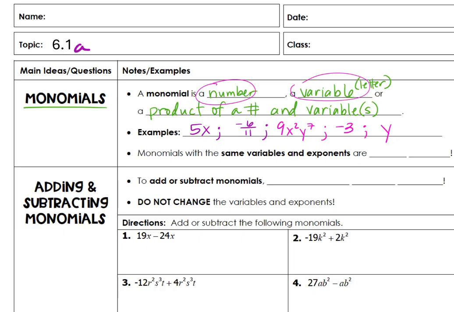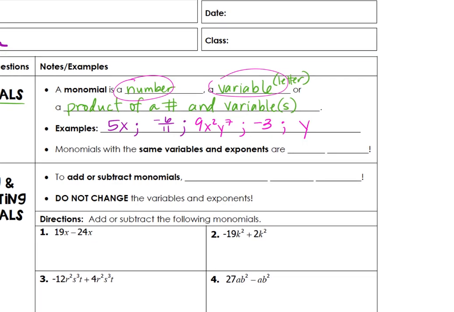So monomials with the same variable and same exponent are called like terms. Do you see any like terms up above there? There's really not. You have two constants, right? That's just a number and a number. So those could be combined, but there are no variables that match up. Okay, so no like terms in that regard.